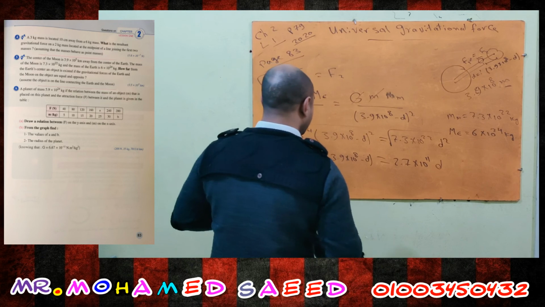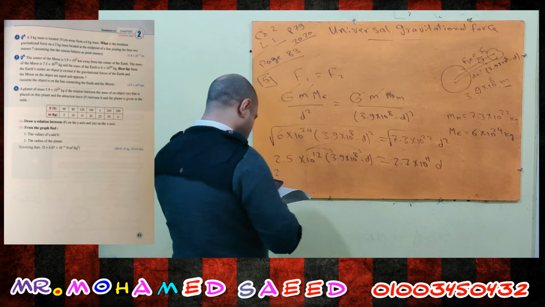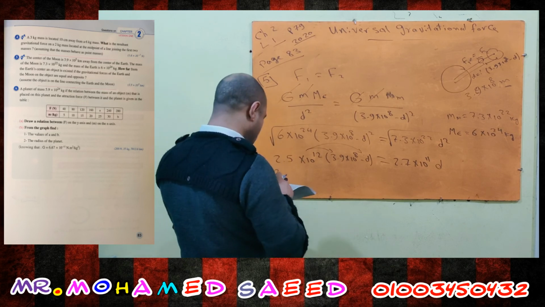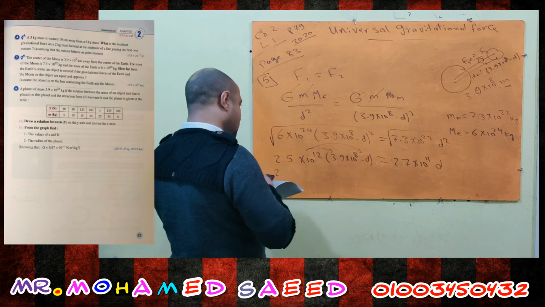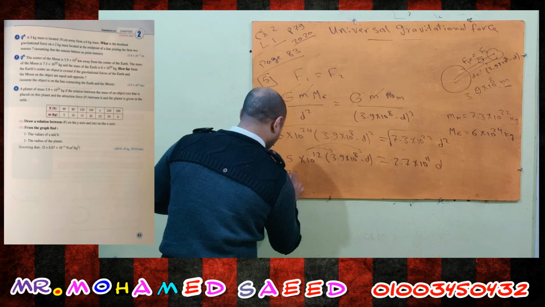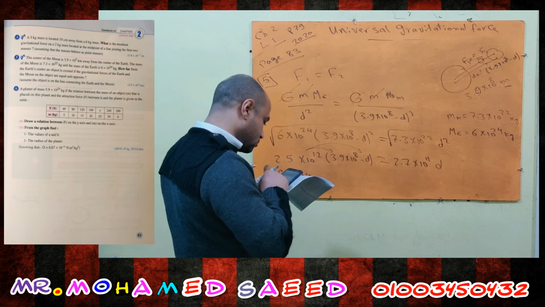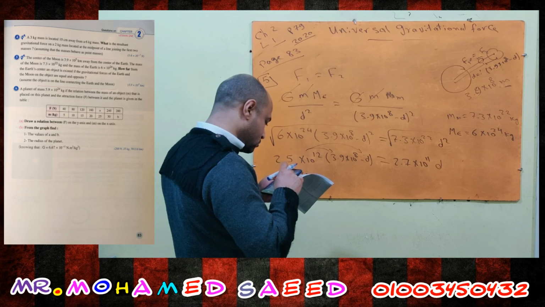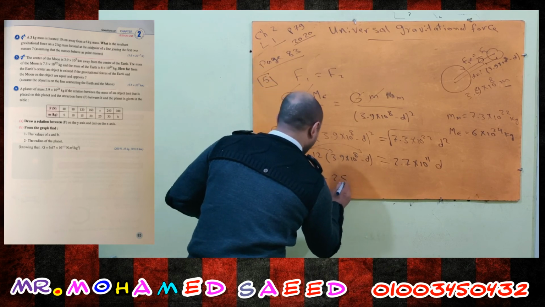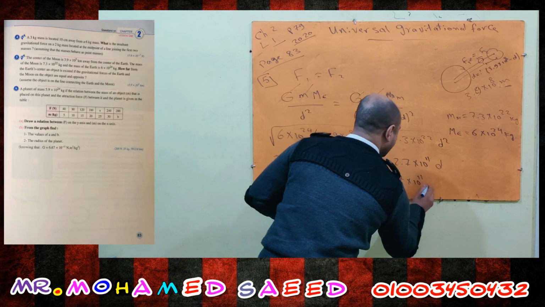Okay? This number multiplied by this number minus this number: 2.5 times 10 to the power 12 times 3.9 times 10 to the power 8 equals 9.75 times 10 to the power 20, minus 2.5 times 10 to the power 12 d, equals 2.7 times 10 to the power 11 d.